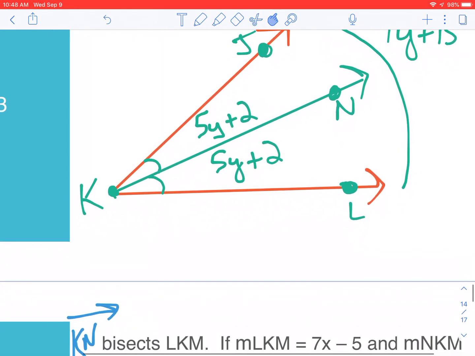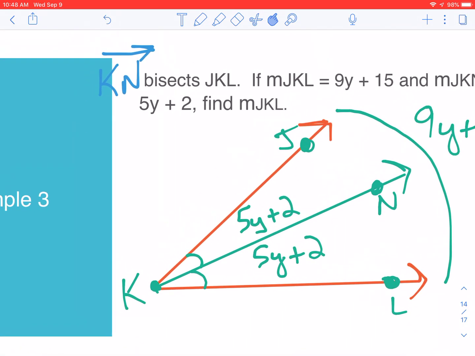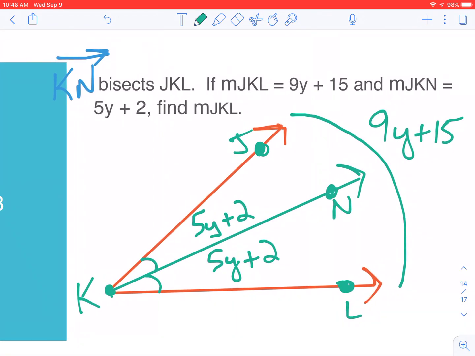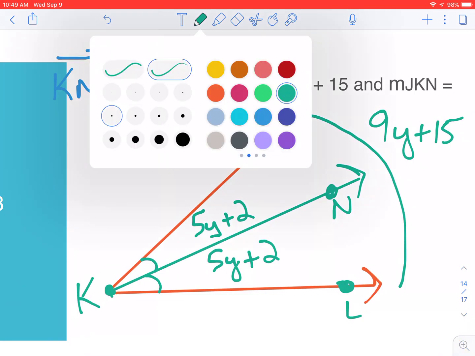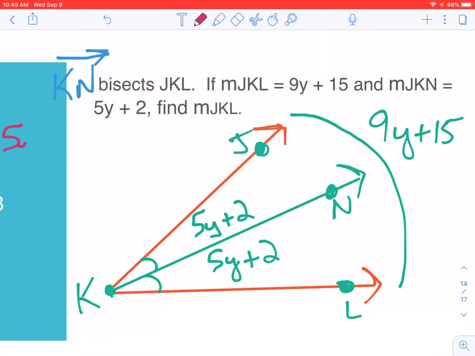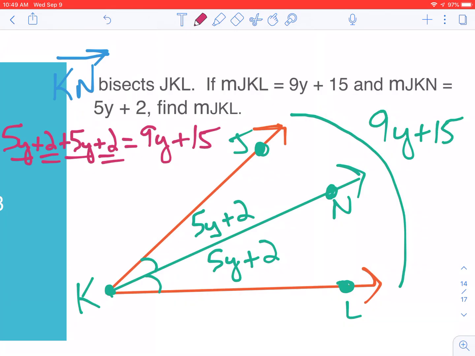And as usual, hopefully I have room. I'm going to do it over here on the left side. So I have 5, I'm going to change colors. I have 5y plus 2 plus 5y plus 2 equals 9y plus 15. For all you algebra gurus out there, I'm going to combine my 5y's, and I'm going to combine my 2's.